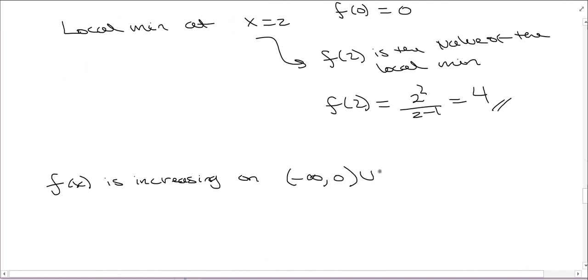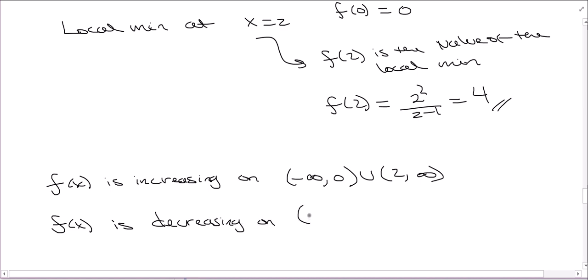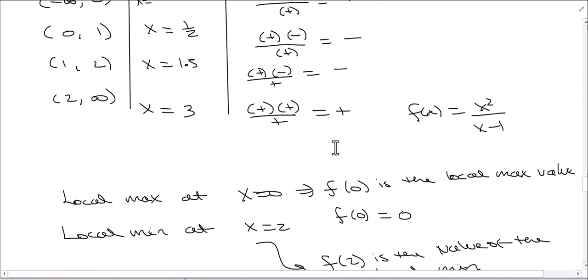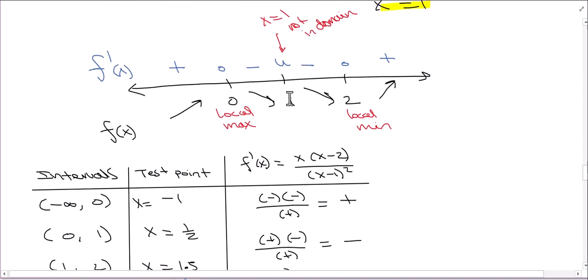Minus infinity to 0, union 2 to infinity, and then f of x is decreasing on 0 to 1. But notice 1 is not even in the domain, so I have to make sure that I say 0 to 1 and then 1 to 2.